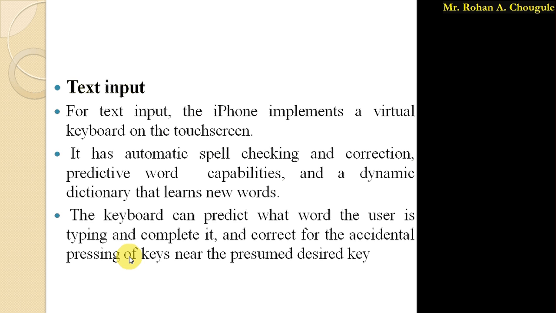Then the keyboard can predict the word the user is typing and complete it automatically. As the iPhone has the capability of a dynamic dictionary, it learns new words. So while typing any new word, the dictionary learns it, or predicts what word you are typing and automatically completes that word. So these are some features related to the keyboard, or text input, available in the iPhone.